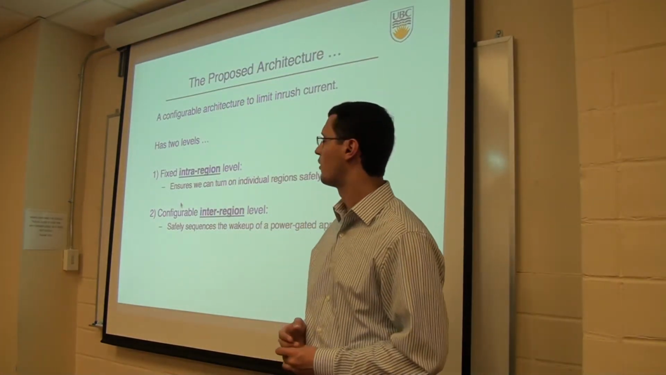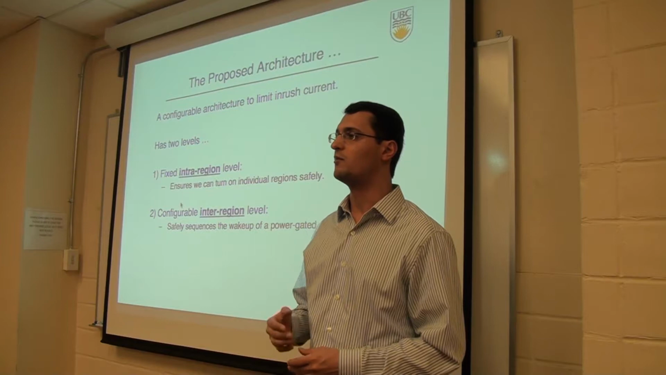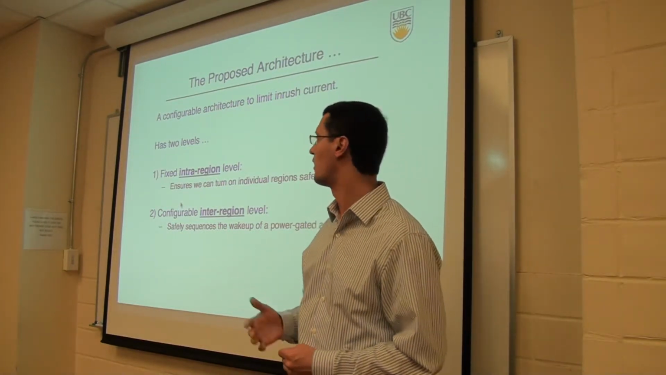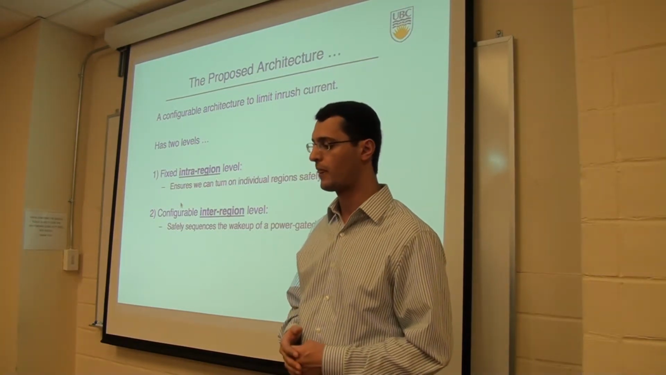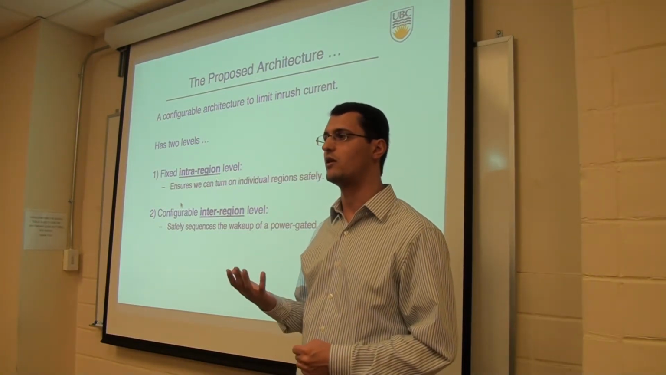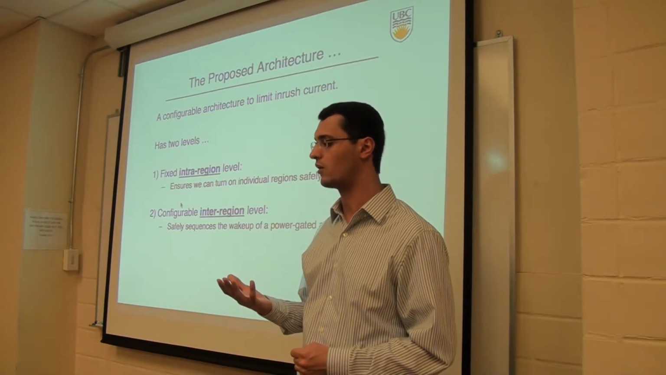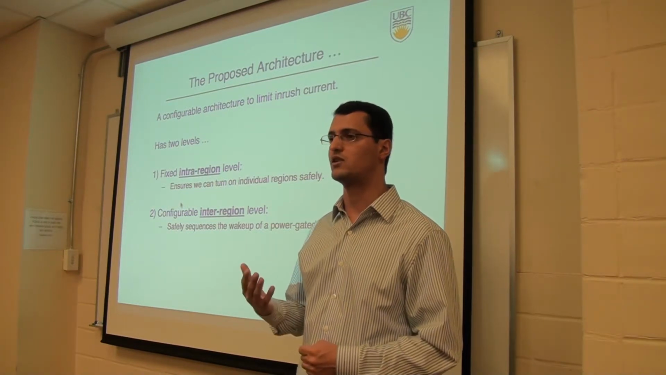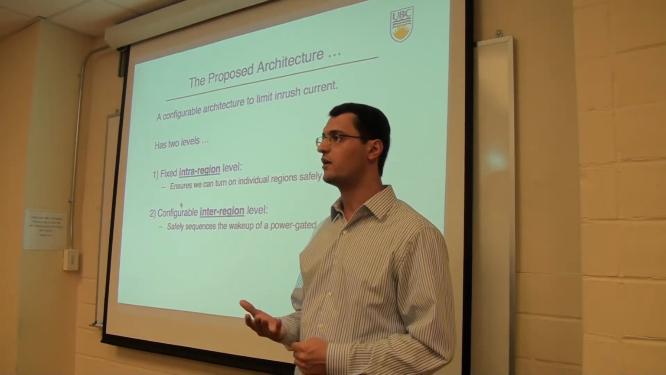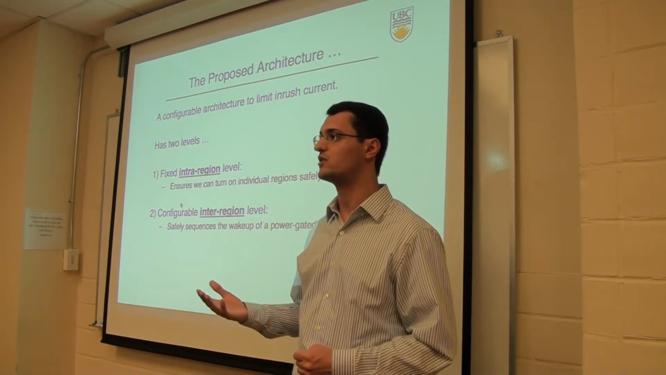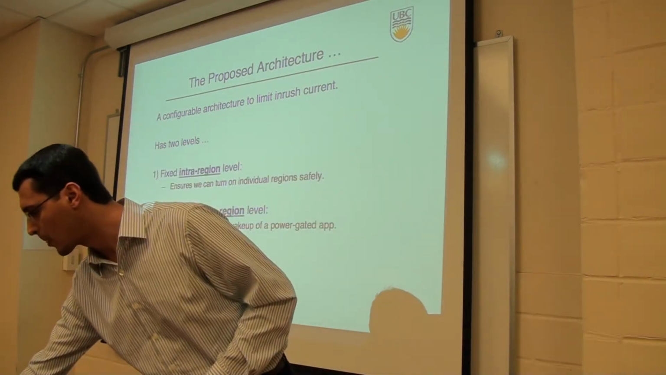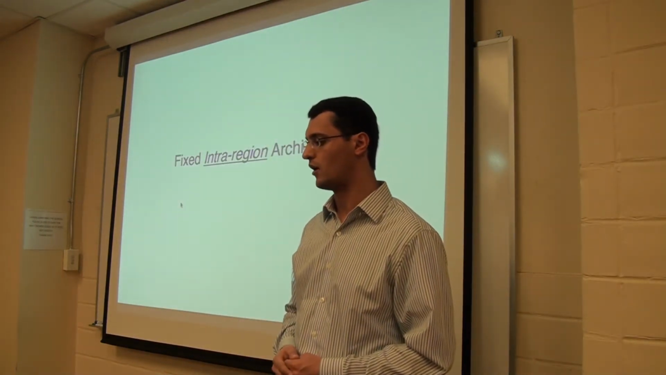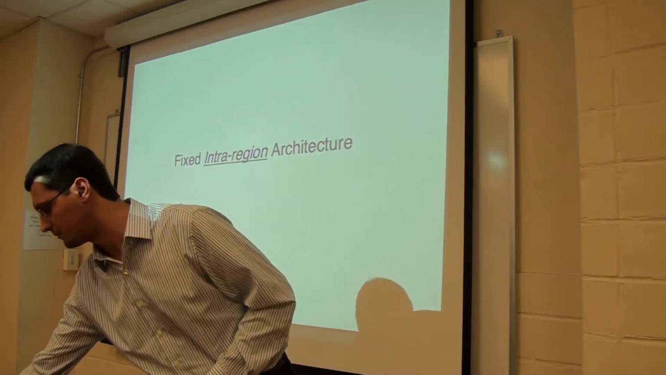We propose an architecture which allows limiting inrush current in a configurable way. The solution has two levels. The first is a fixed intra-region level that ensures that an individual region in the architecture is turned on without violating inrush current and voltage drop constraints. And the higher level is a configurable inter-region level that safely sequences the turn on of multiple regions in one power domain. First, I will start talking about the fixed intra-region level of the architecture.